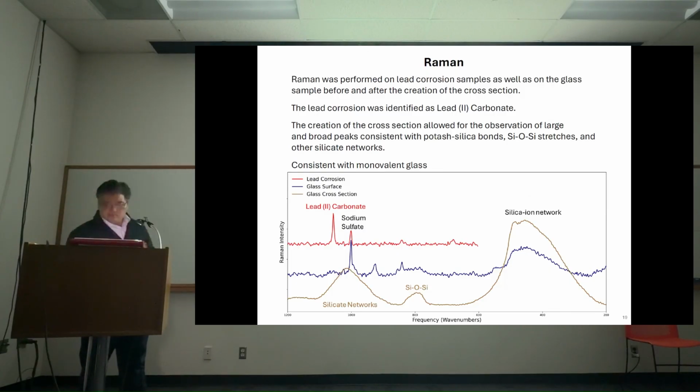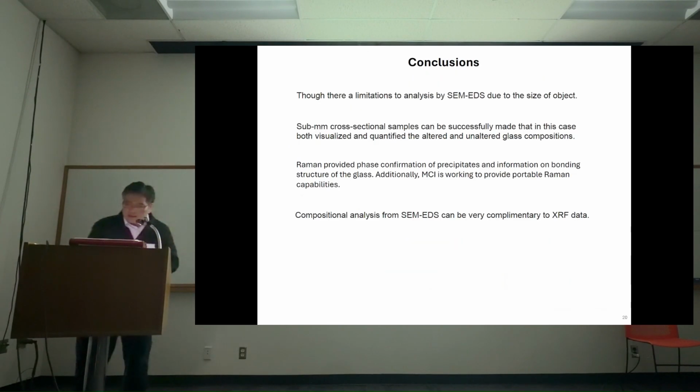Sodium has +1. Okay, in conclusion, though there are limitations to what we can fit into an SEM or EDS, we can generate sub-millimeter cross-sectional samples that help us visualize and quantify altered and unaltered glass compositions. And Raman, in this case, provided us confirmation of the precipitates and information about the structure of the bonding if we analyze the actual glass sample. Additionally, MCI is looking into providing portable Raman capabilities.